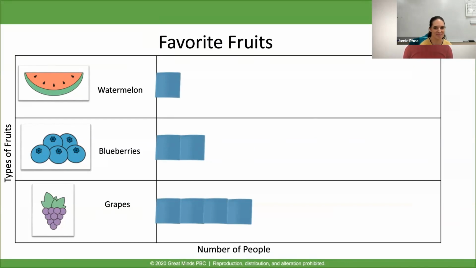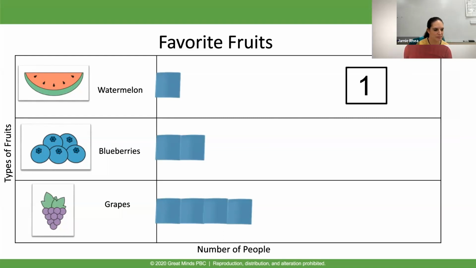I love math. Looking at our data, how many people like watermelon? Show me on your fingers. That's right. One person likes watermelon. How many people like blueberry? Whisper it to me. 2. You got it. 2 people like blueberries. And how many people like grapes? Clap out the other people that like grapes. Ready? 1, 2, 3, 4.